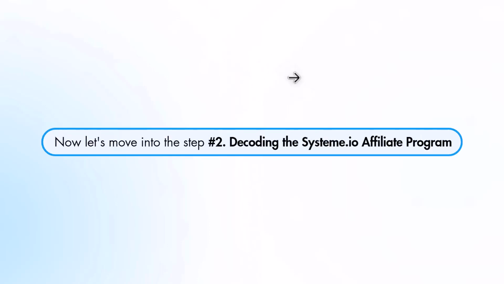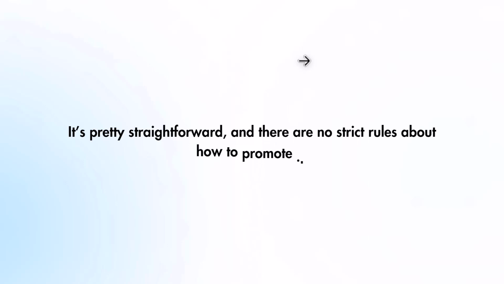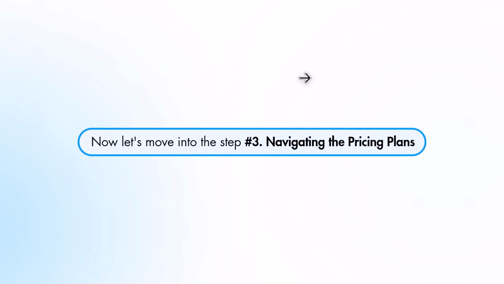Now let's move into step 2, decoding the System.io affiliate program. You can earn a 60% lifetime commission every time someone uses your affiliate links to buy a System.io subscription or a course. It's pretty straightforward and there are no strict rules about how to promote it. It used to be a 2-tier affiliate program, but they changed it to a flat 60% commission, which is better for us.